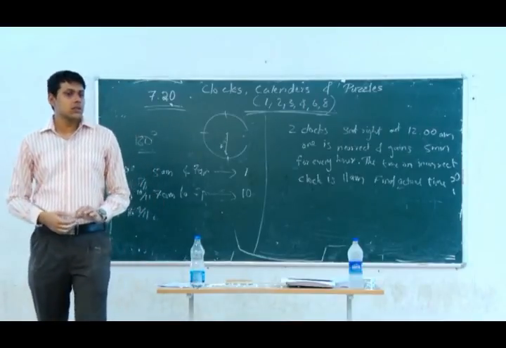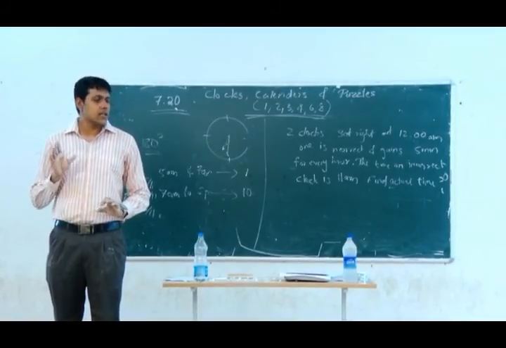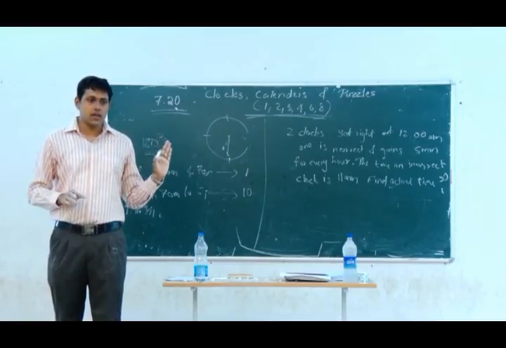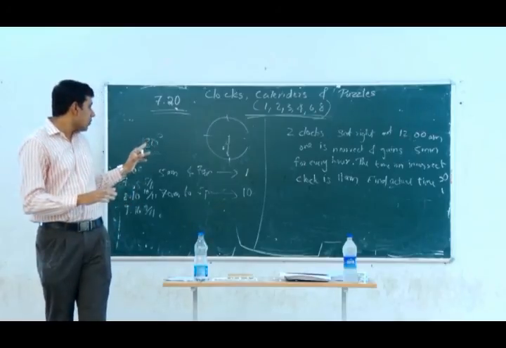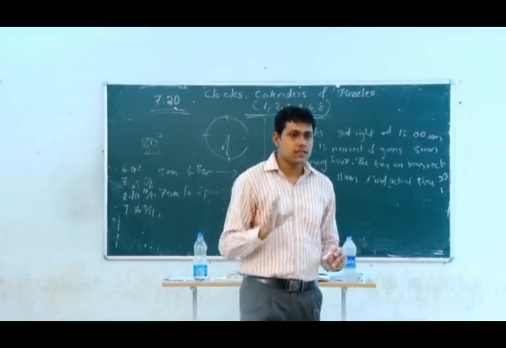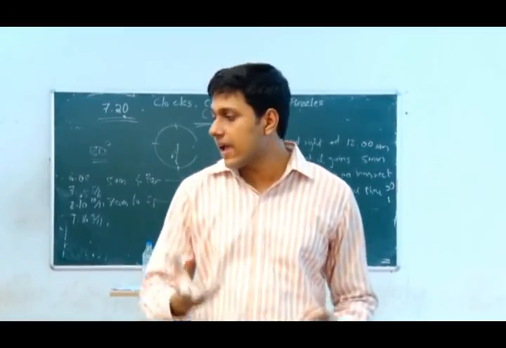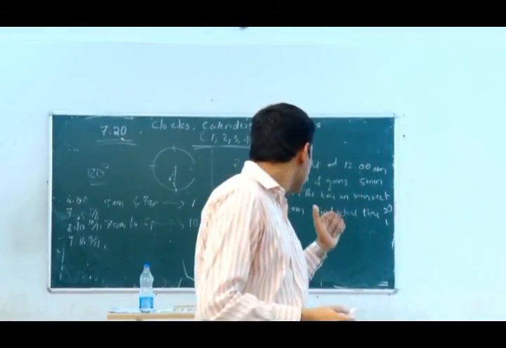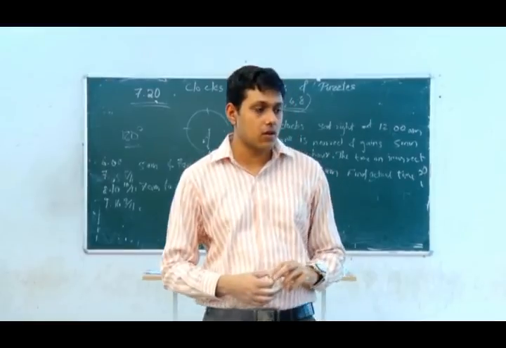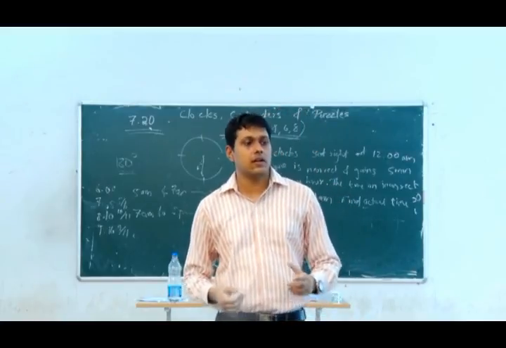There are two clocks. Two clocks are set right at 12 a.m. One of the clocks is correct and shows correct time. But the other clock has a problem: it gains 5 minutes for every hour. So every hour it will show an extra 5 minutes. Now the time on the incorrect clock is shown as 11 a.m. What is the actual time?